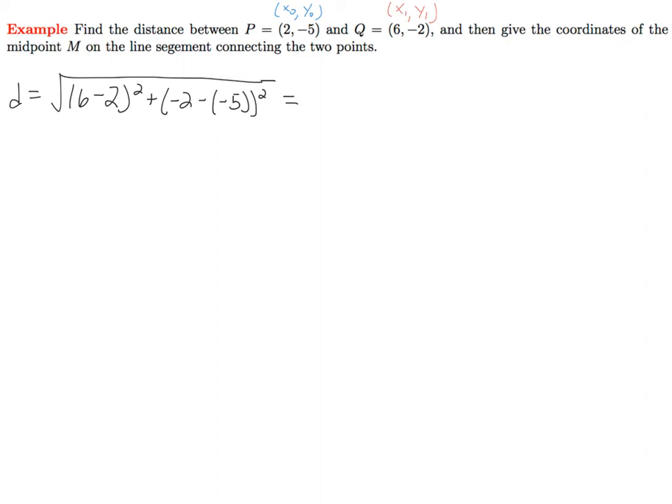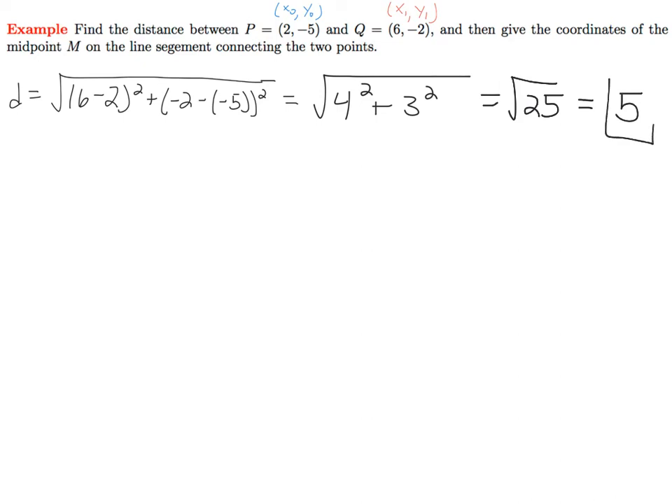So, doing the arithmetic here, we get the square root. 6 minus 2 is 4 squared. And when we take minus 2 and subtract minus 5, in other words, when we take minus 2 plus 5, we get 3 squared. And this gives us the square root of 16 plus 9 is 25, and the square root of 25 is 5. So that tells us the distance between the 2 points is 5.